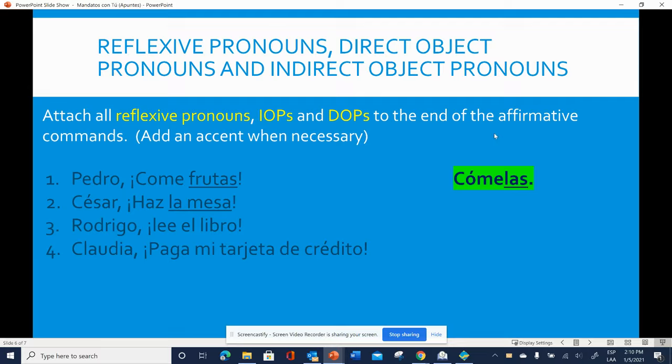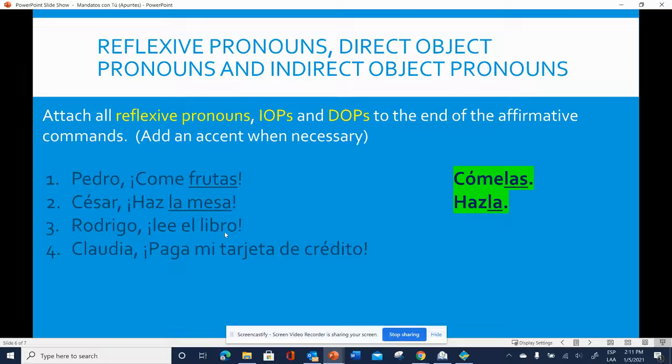If you attach the pronoun, you're going to add an accent on the third to last syllable of the verb. So here, like Cesar, haz la mesa. Like let's say he was a carpenter and you're telling him, make the table, right? So build the table, right? So haz la mesa, like make it, create it. So then if I want to have him make it, it would be hazla. No accent because it's only a 2-syllable word. We only add the accent when you have 3 or more syllables.